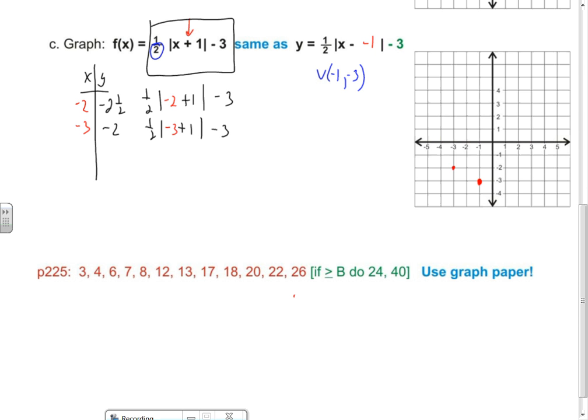So if I'm at -1, let me go 2 away, and let me use a 1 for the x. Now, do you have to go 2 away? No, you can do it with fractions, but most of you guys don't like fractions. So that's a way of getting rid of your fractions. 1 plus 1 is 2. The absolute value of 2 is 2. 2 times a half is 1. 1 minus 3 is a -2. Plot the point (1, -2). All right, draw your V.